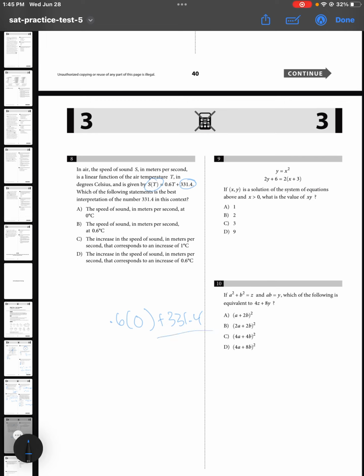So this is the answer. 0.6 Celsius wouldn't make sense, because plugging in 0.6 for T would give you like 0.030 or 0.36, and that wouldn't make sense. Yeah, this is all yada yada.